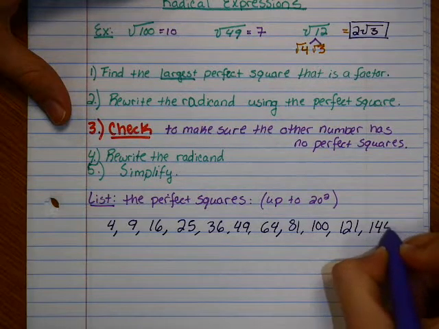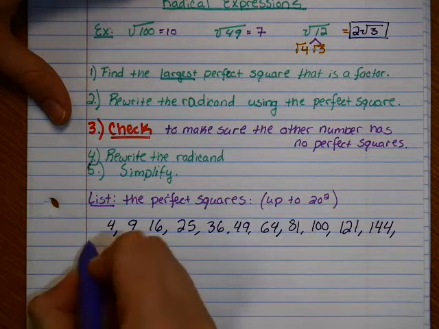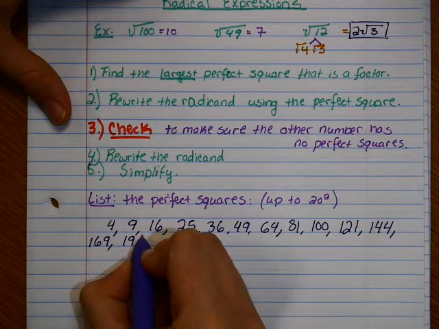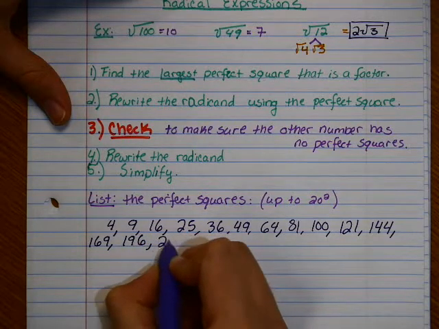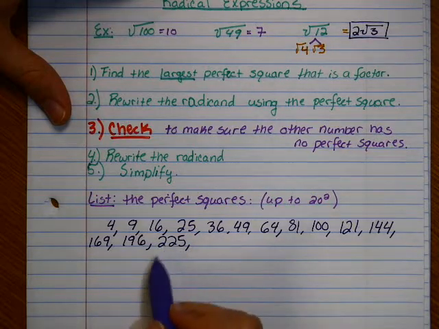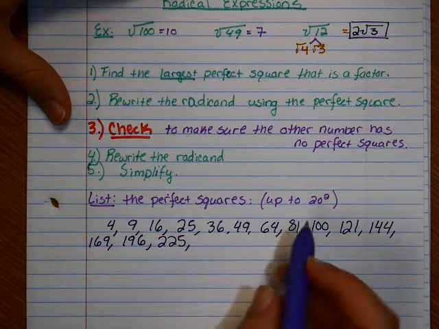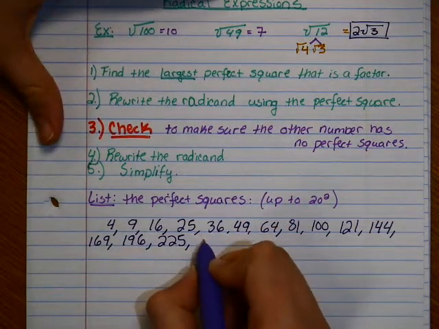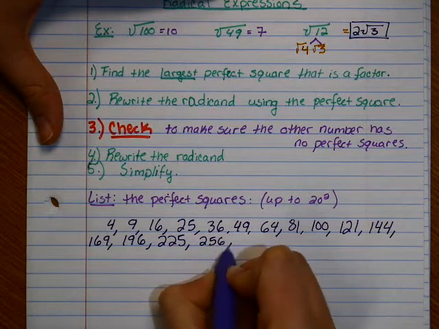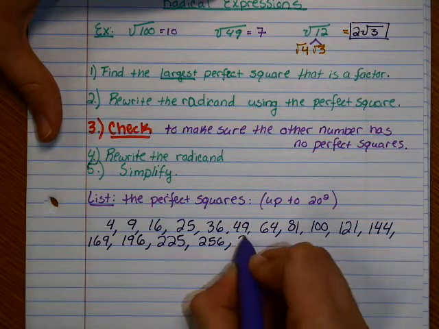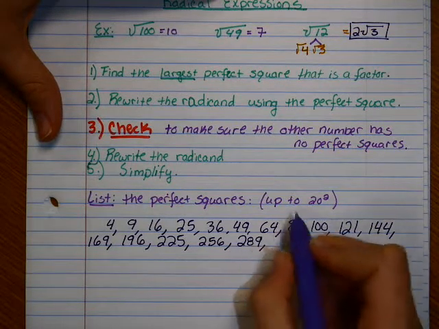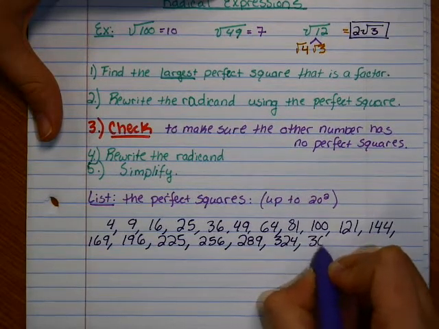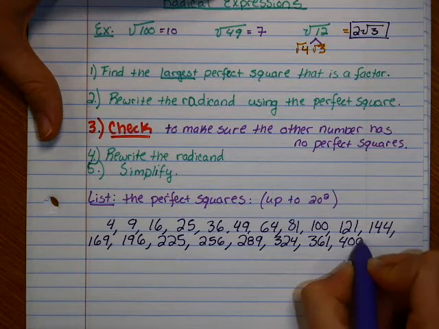We move on to 12 squared, 144. 13 squared, 169. 14 squared, 196. And 15 squared, 225. Okay, so you should know at least up to 15 squared. Okay, we'll show you all the way up to 20 squared. So 16 squared is 256. 17 squared is 289. 18 squared, 324. 19 squared, 361. And 20 squared is 400.